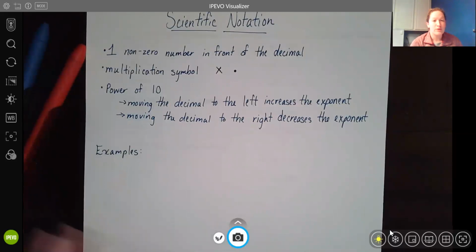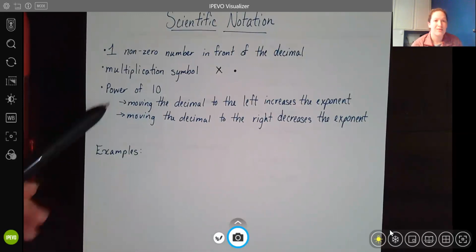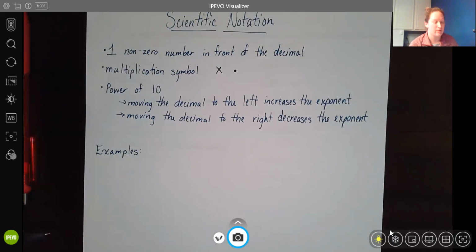Now, in working with scientific notation, I just wrote two things here that might be a nice hint or reminder as you're working with scientific notation.